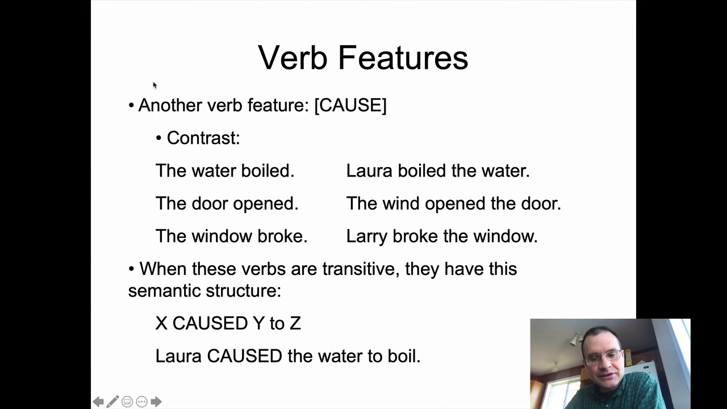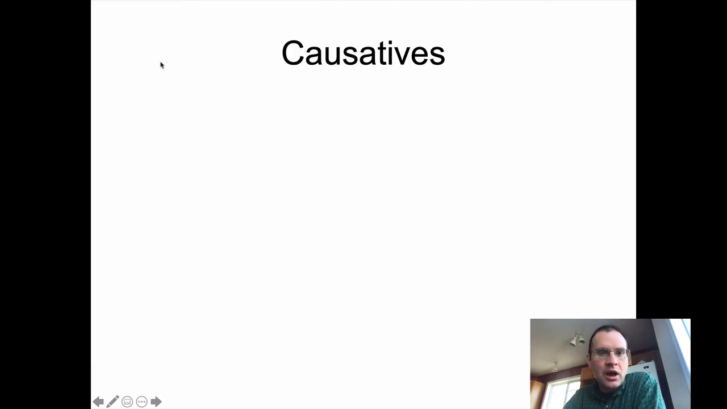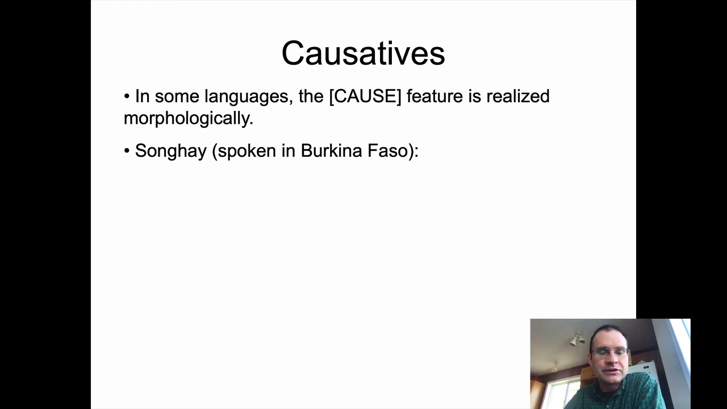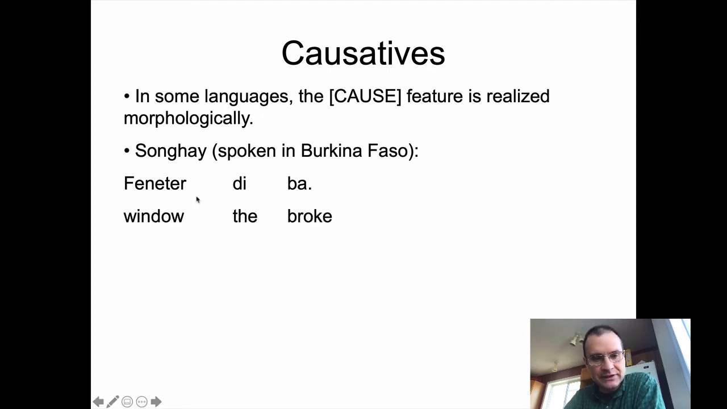So in English, this is kind of under the surface, and it's not super easy to see. We don't often express sentences like this with this explicit cause in them. In other languages, that cause feature, though, is explicitly realized on the surface in the morphology. So there's a language called Songhai, which is spoken in Burkina Faso. And I think it's been influenced a bit by French here. So it's got "fenêtre de bas." So "window, the broke" is syntactically what's going on there. But you can translate that as "the window broke."